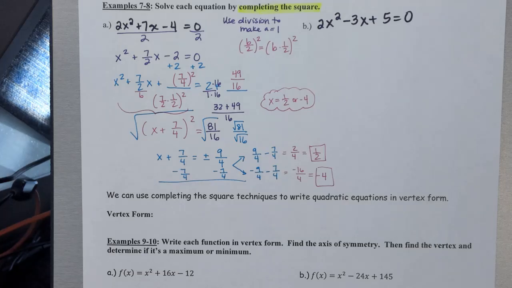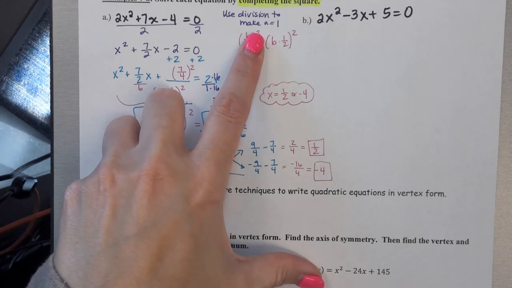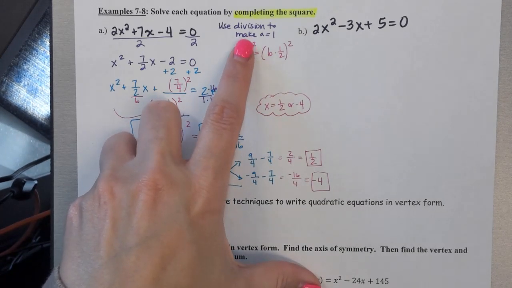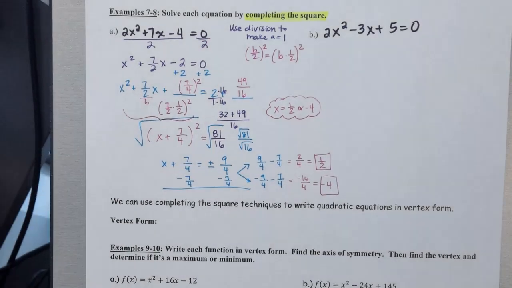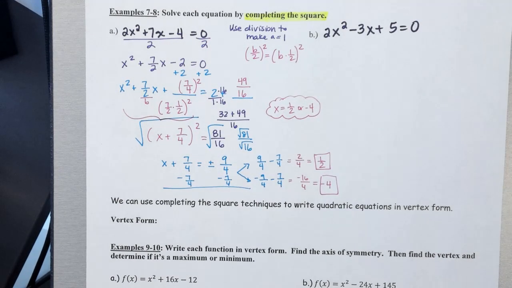Okay, if you haven't started part 2 yet, let's do that now. If you need some help starting, again, make sure that you're writing down these directions. You're using division to make your A value 1, so that should be your first step. If it is not a whole number, you are going to keep it as a fraction.